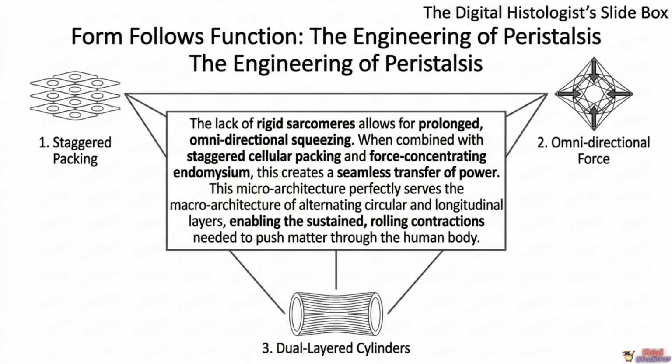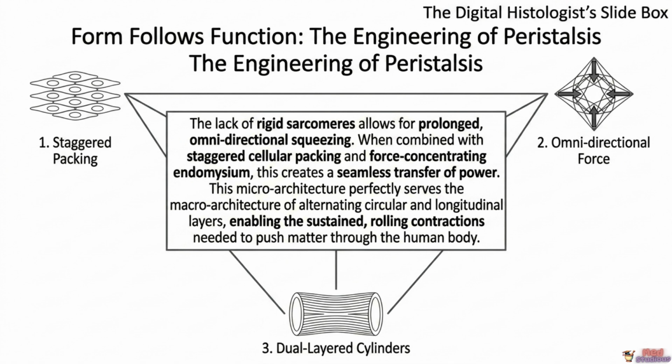In biological histology, there is a golden rule: form always follows function. The engineering of peristalsis perfectly demonstrates this concept at three distinct levels. First, we have staggered cellular packing. When individual myocytes align their tapered ends against their neighbors' thick centers, enveloped in a force-concentrating endomysium, it creates a seamless, uninterrupted transfer of power from one cell to the next.